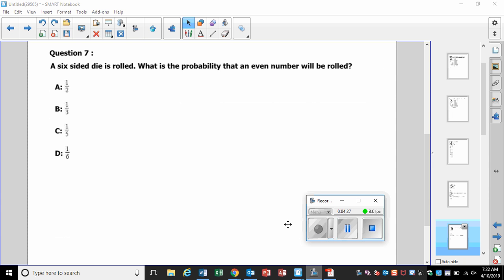Question 7. A 6-sided die is rolled. What is the probability that an even number will be rolled? Choice A, 1/2. Choice B, 1/3. Choice C, 1/5. Choice D, 1/6.